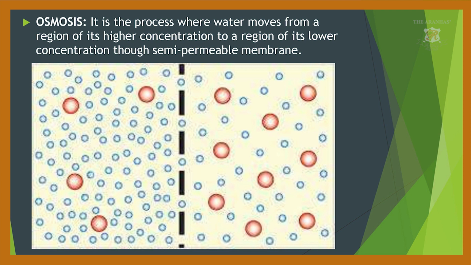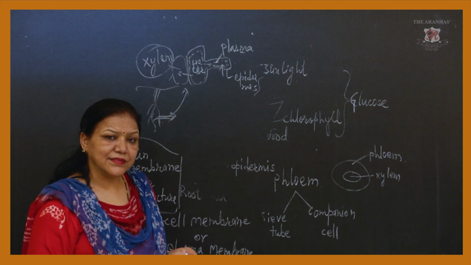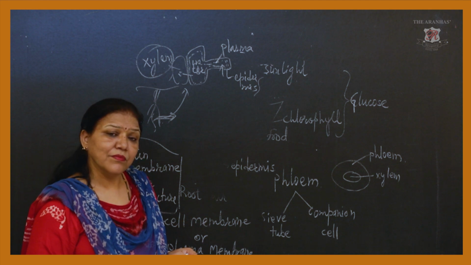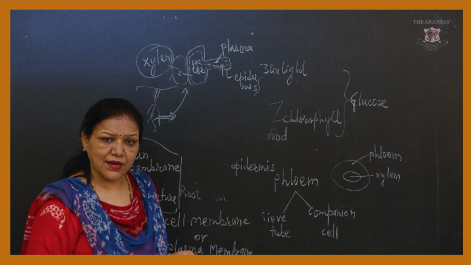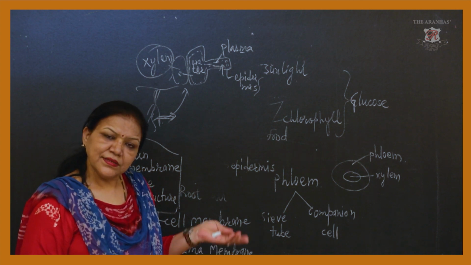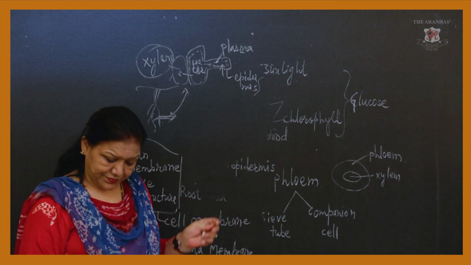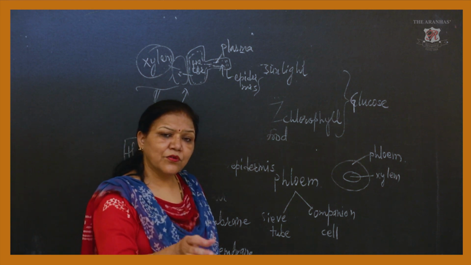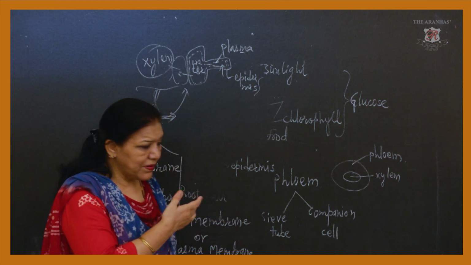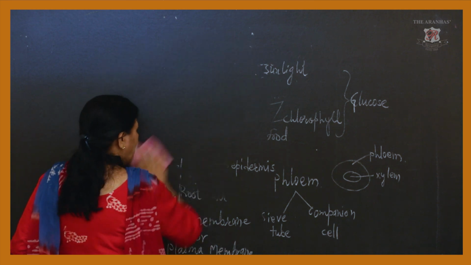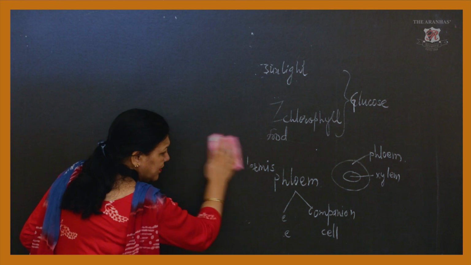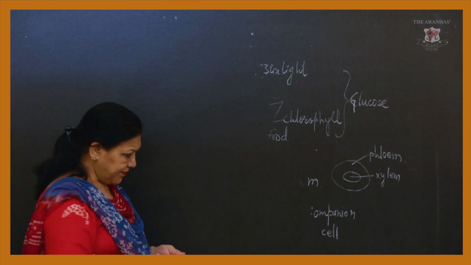And why does it start? Because here the number of water molecules is less. So they are moving from the more concentrated area to the lower concentrated area. This is only osmosis. In the same way, now we are looking at the root hair cell, how it performs here. Now I am showing how it happens in a root hair cell.